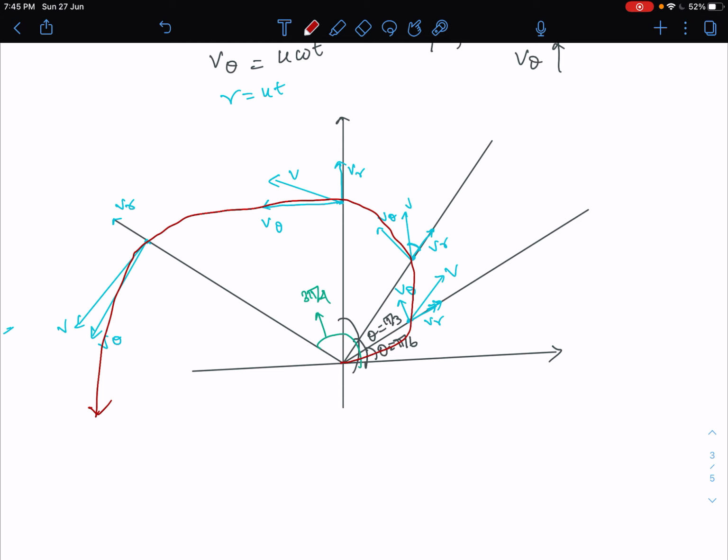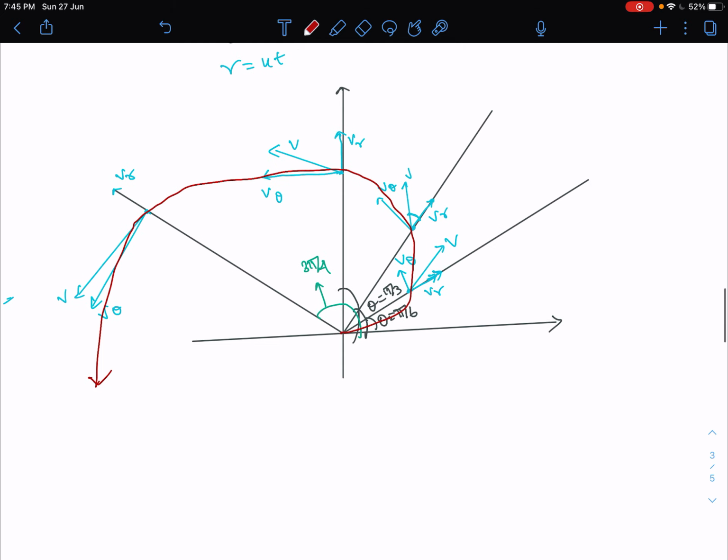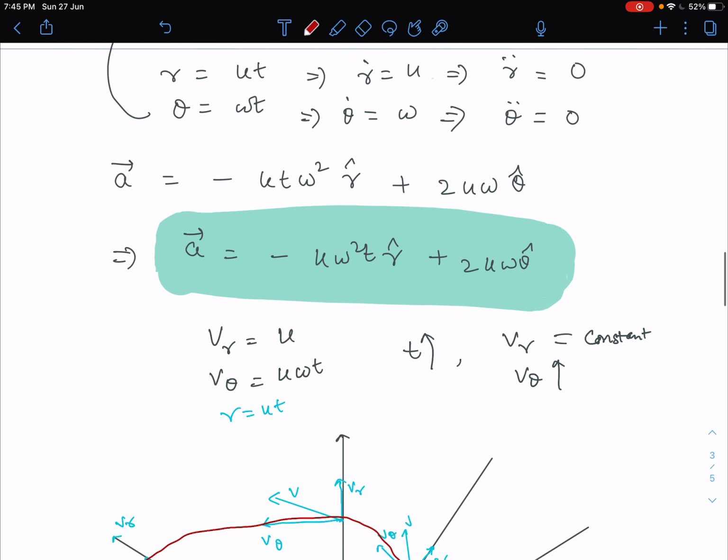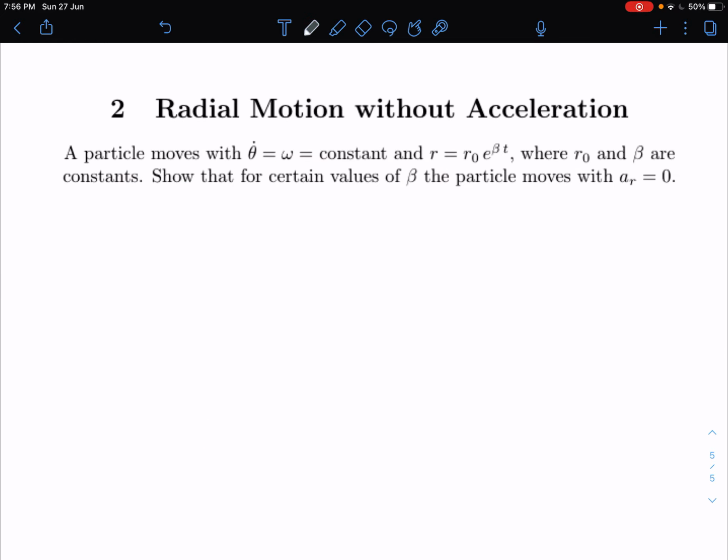So this is the case. So this is the trajectory. So this is the answer to our problem. So in the second problem, we have another complicated situation where the r is a function of time such that the radial velocity is not constant. So this is a more complicated scenario than the earlier case.